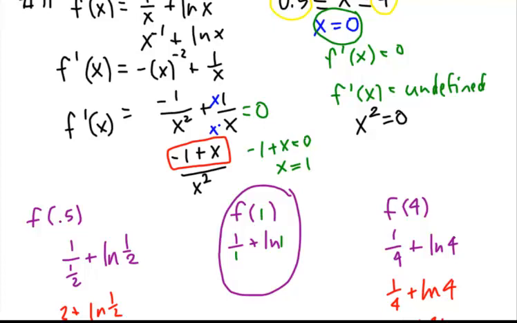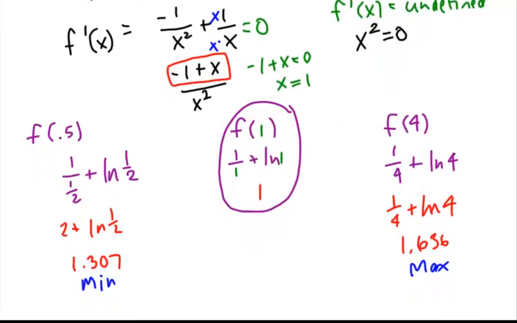And 1 divided by 1 is 1. The natural log of 1 is 0. And so what you're going to end up with on this guy is 1. So he becomes our actual minimum. He becomes our absolute minimum. And our other endpoint over here just becomes a minimum, not the absolute minimum.